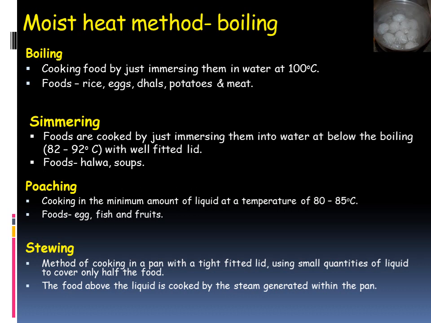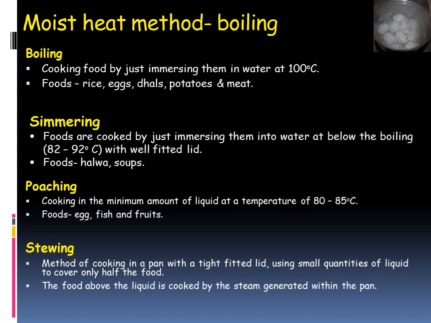Next one is the simmering method. In this method, foods are cooked in a pan with a well-fitting lid at a temperature just below the boiling point, 82 to 92 degrees Celsius, of the liquid in which they are immersed. It is a useful method when foods have to be cooked for a long time to make them tender, as in the case of cheaper cuts of meat, fish, cooking custard, kheer, vegetables and carrot halwa. This method is also employed in making soups.